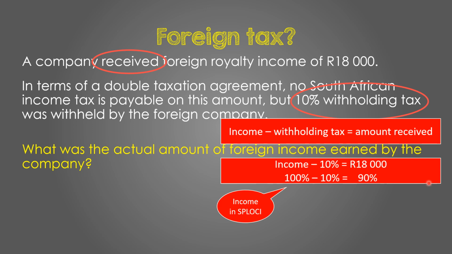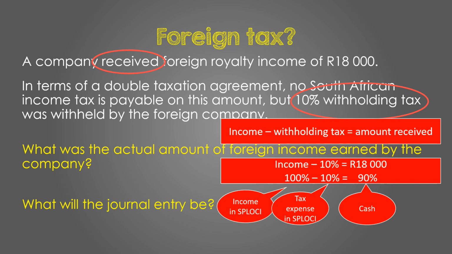So the 100% will be the amount that will go into the statement of profit or loss as income. The 10% will go to our tax expense in the statement of profit or loss because it's included in the scope of IAS 12 as income taxes. And then the 90% will be the 18,000 that we actually received in cash.